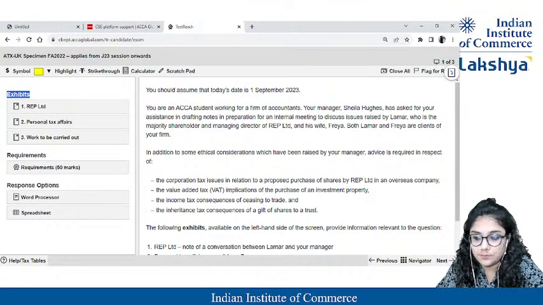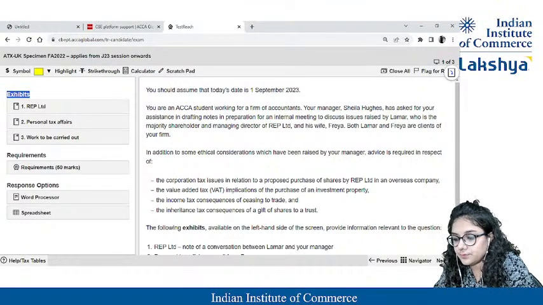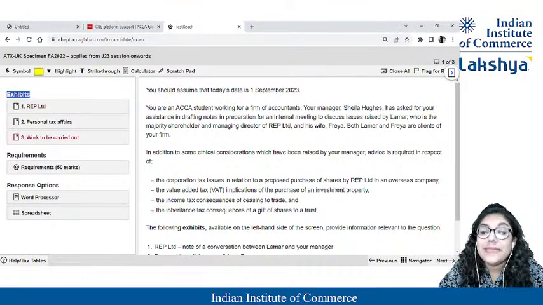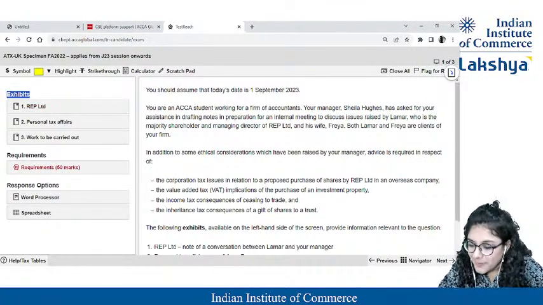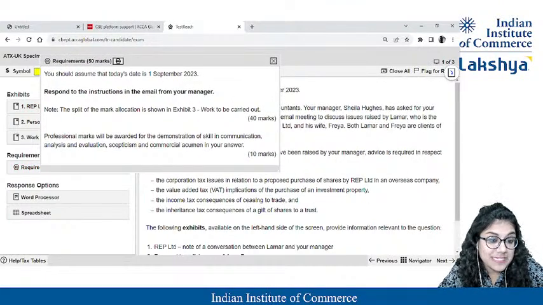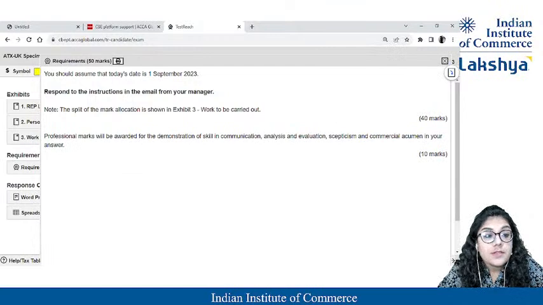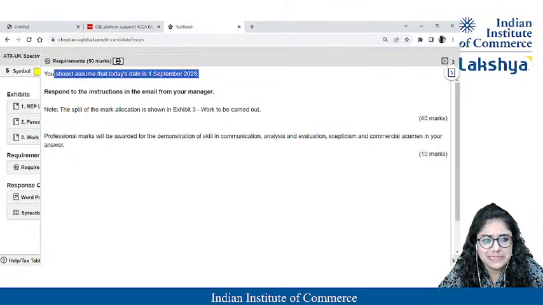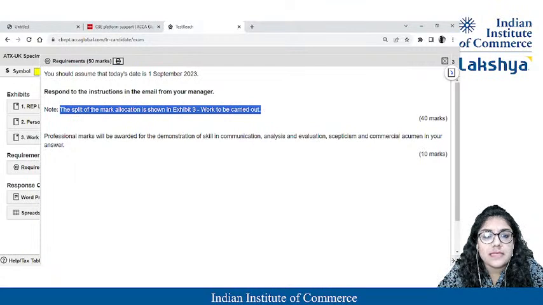Yeah, students, I'll be provided over here with the exhibits, and at the end over here will be the requirements. So what I normally do is I check the requirements first. If you check, guys, it was very small. You should assume today's date is this. The split of the marks in exhibit 3 will be carried out at 40 marks.